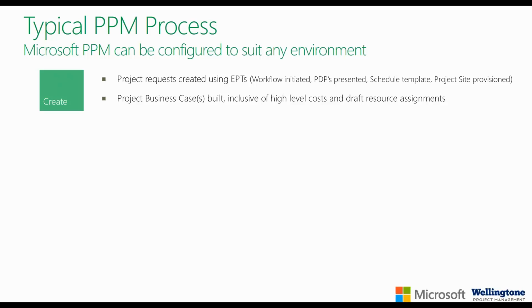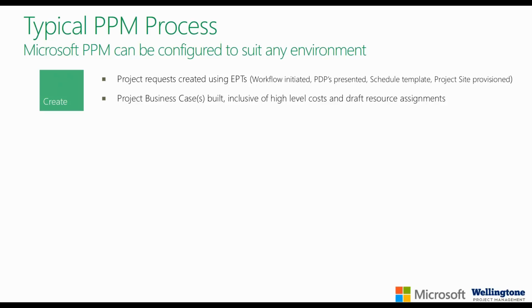So within the system you can map your project lifecycle into Project Online. You can set up these templates called enterprise project types. So right at the very beginning, when you're looking to create a project, a request would be created using one of these enterprise project types. That would kick off a workflow. It would present the user with electronic forms called project detail pages so that they can complete them at various points of a project's life cycle. It would also give the end user a schedule template for that type of project, and something called a project site would also be provisioned for those users. And a project site is where you would maintain things like your RAID logs, your documentation as well.